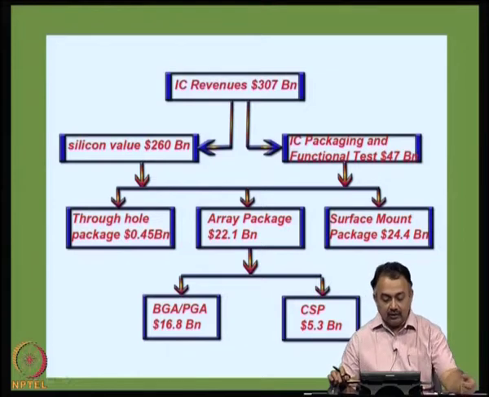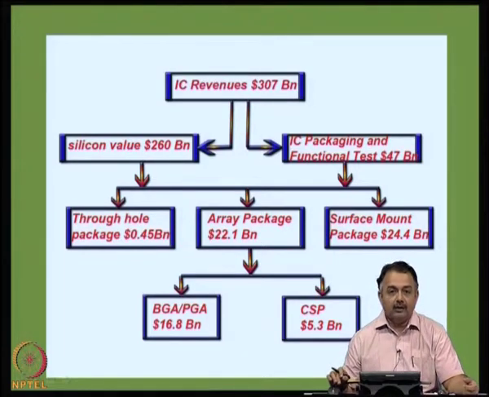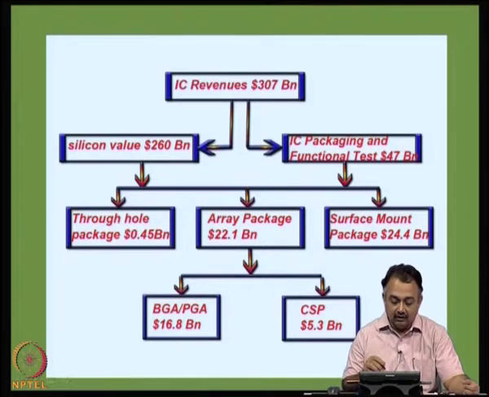If you look at the total global money involved in this industry, the IC revenues total around $307 billion. That means, this is all of IC manufacturing.